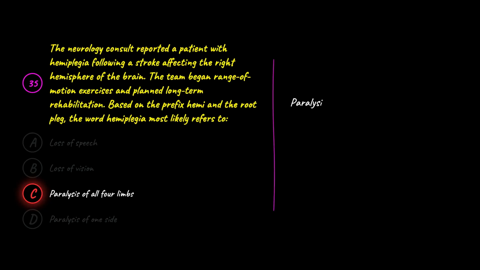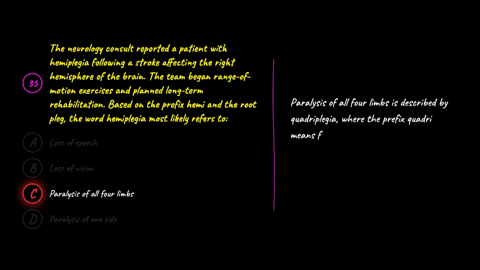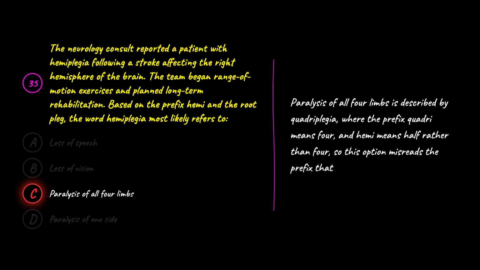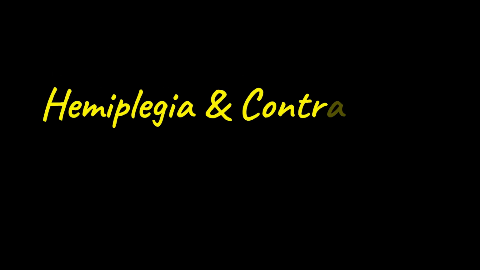C is wrong because paralysis of all four limbs is described by quadriplegia, where the prefix quadri means four, and hemi means half rather than four, so this option misreads the prefix that appears in the actual medical word.